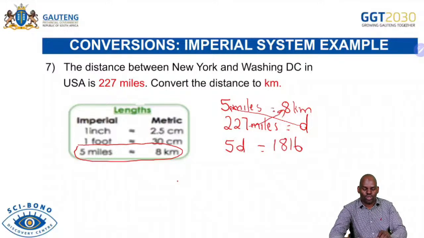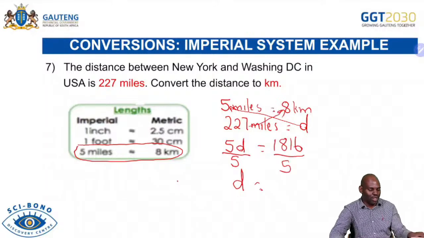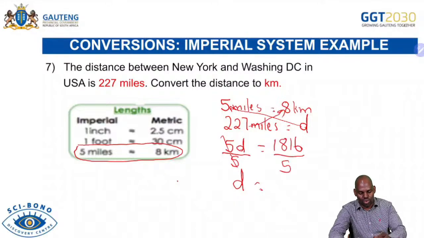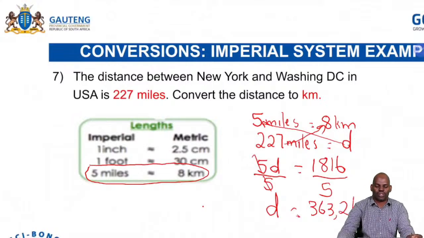If there's a number next to the letter, what do we do? We divide. In this case, we divide. Then our D, which is the distance, will be this, and this will cancel out. Then we've got 1816 divided by 5, which gives 363.2. And it's now in kilometers. So that is one other example.